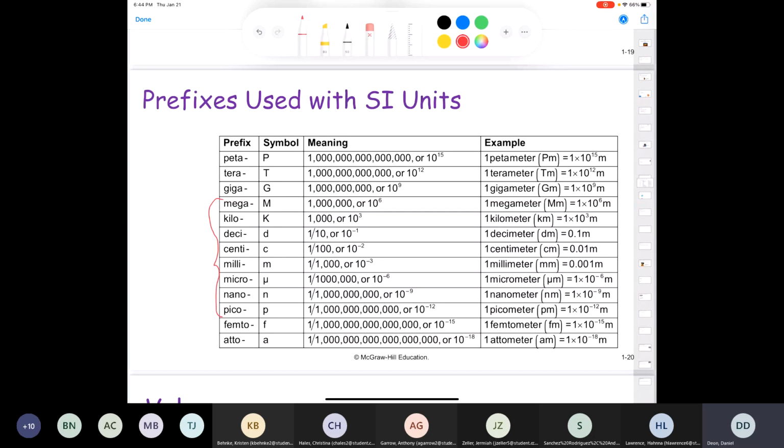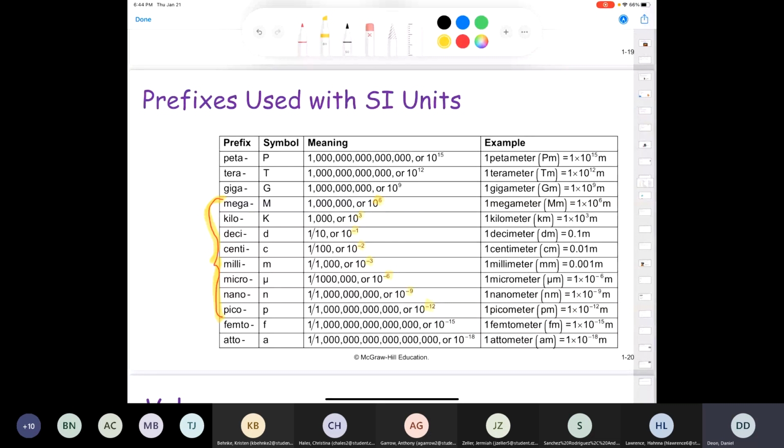Well, you can trust me that if you do enough practice, if you do all the practice problems, you will start to become familiar with these quite quickly. So mega is 10 to the power of 6, kilo is 10 to the power of 3, deci is 10 to the negative 1, centi is 10 to the negative 2, milli 10 to the negative 3, or 1,000th, right? Micro is 1 millionth, and then nano is 10 to the negative 9, and pico is 10 to the negative 12.